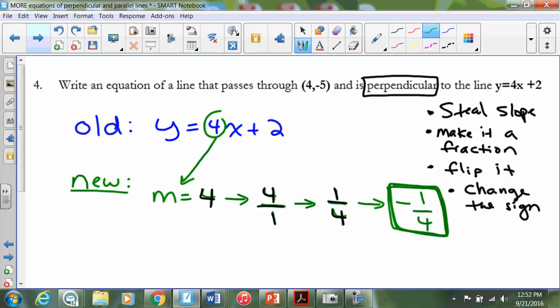All right, so we stole the slope. Guess what? We're done with the old line. We are not looking at it. We stole the slope and we're done with it. So let's go ahead and look back at our problem.